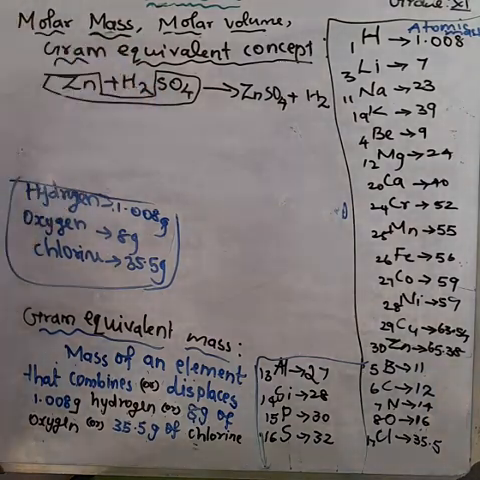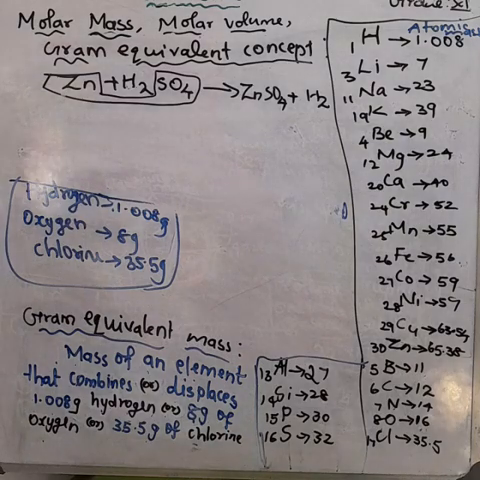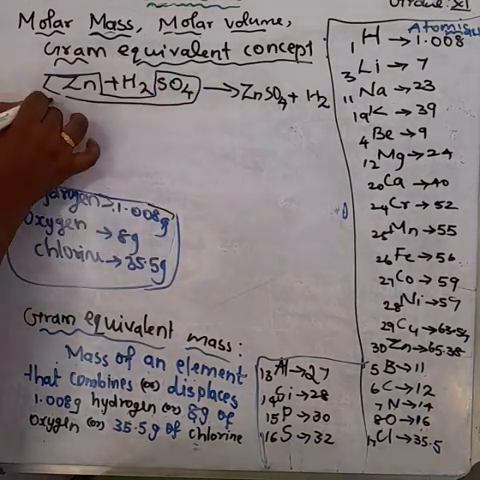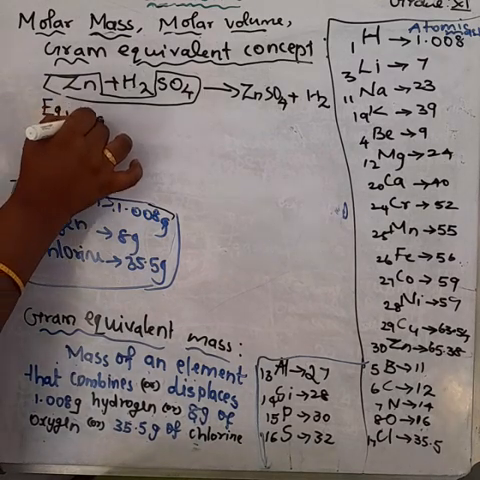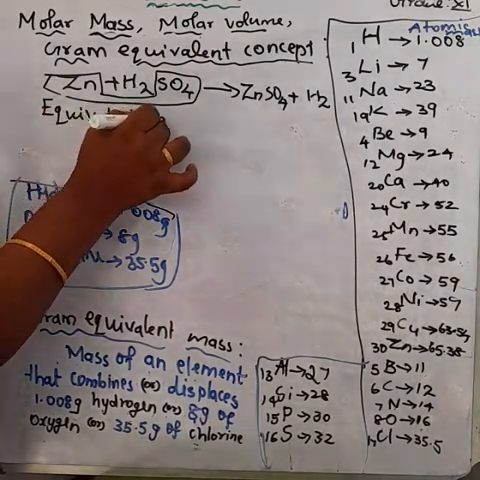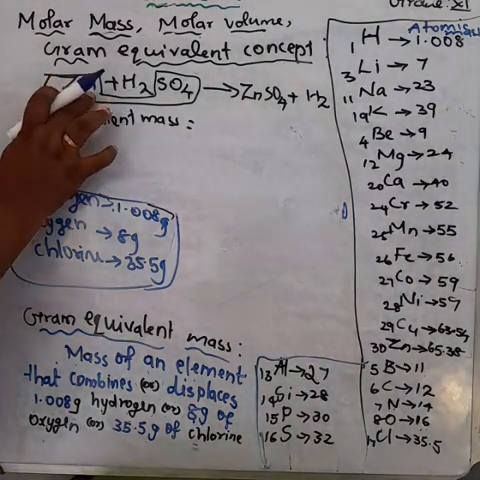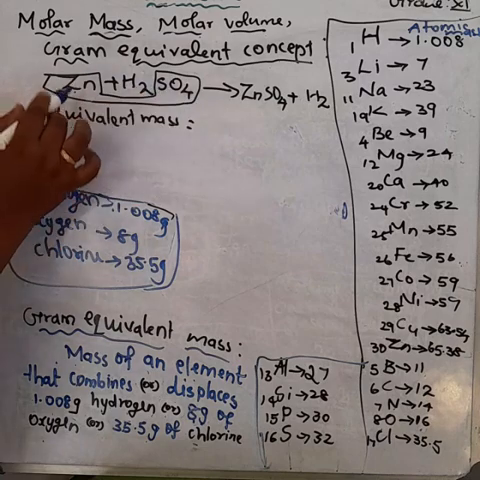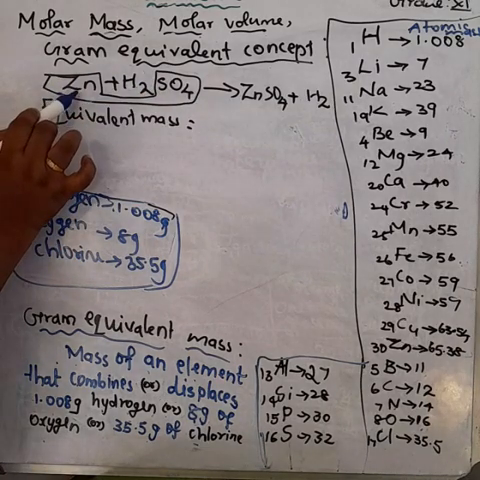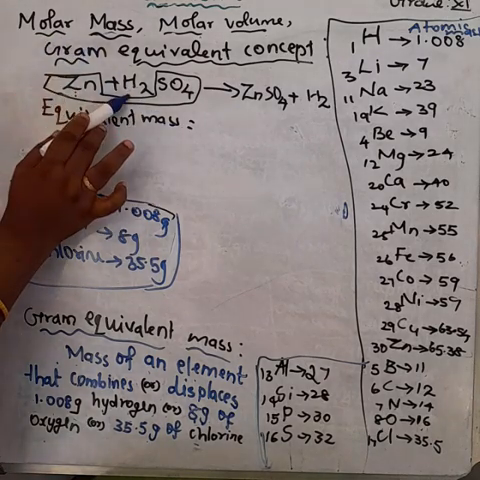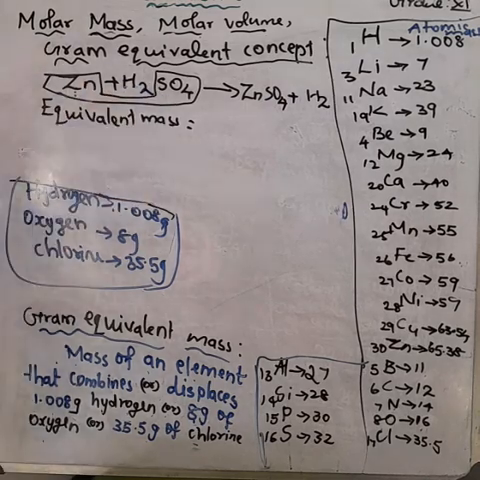So what is the equivalent mass in this equation? Here, which one is displaced? Hydrogen. Zinc displaces the hydrogen. So what do you mean by equivalent mass? It is defined as the mass of an element, here the element zinc. So the mass of the zinc. How much mass of the zinc displaces the hydrogen from the sulfuric acid? Only a displacement reaction takes place here. Okay, this is our question.